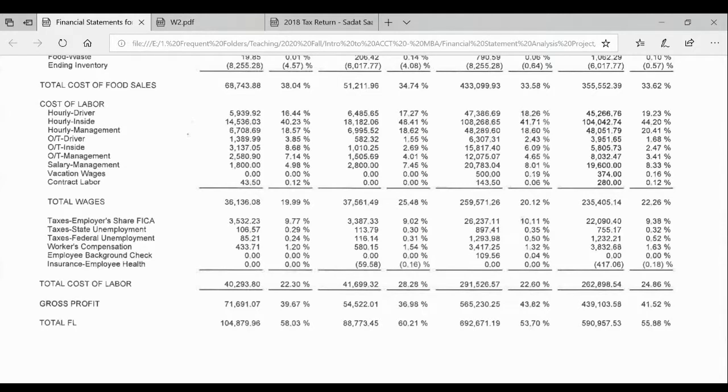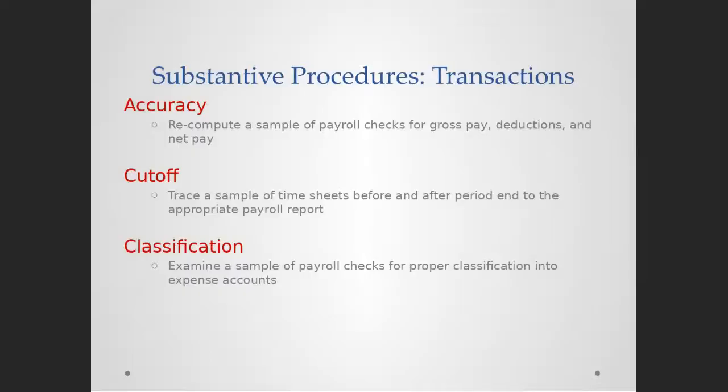So when we take a sample of checks, we want to make sure that they are recorded in the right account. Payroll calculation could be rather complicated, and I'm going to show you the complexity of it a little bit more. So here we are taking a sample of payroll checks, and we want to make sure that these items are recorded in the right account.